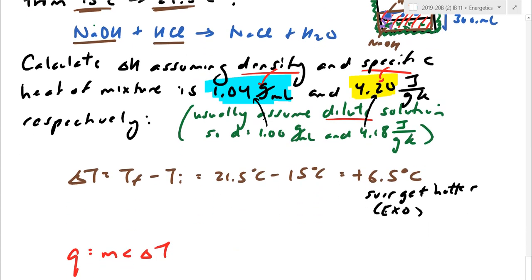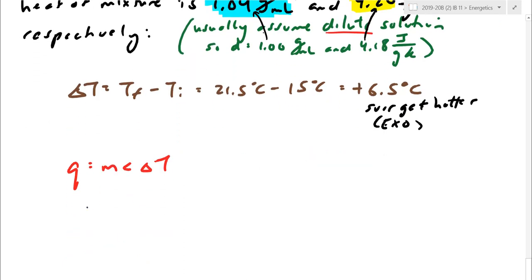We would pretend that it was dilute if I wasn't given density. If I am given a density that's slightly off from water, use it. So I'm not going to worry about how far the reaction has gone. I'm just going to say I have 300 mL worth of this mixture. The density I was given was 1.04. I would usually just use 1 there. I would just pretend that it's water if I wasn't given that density.